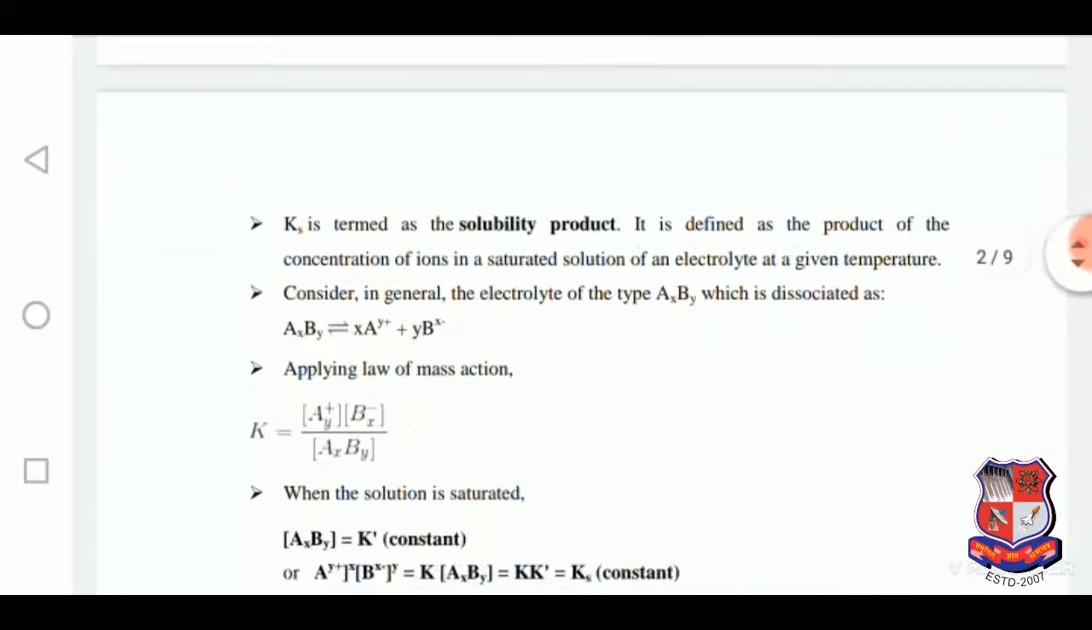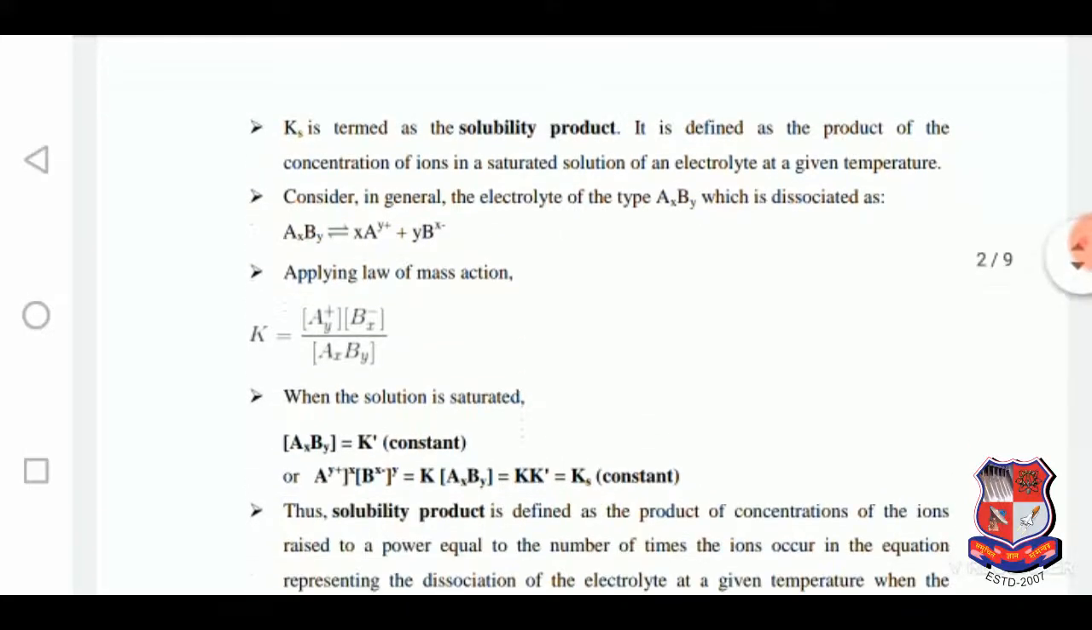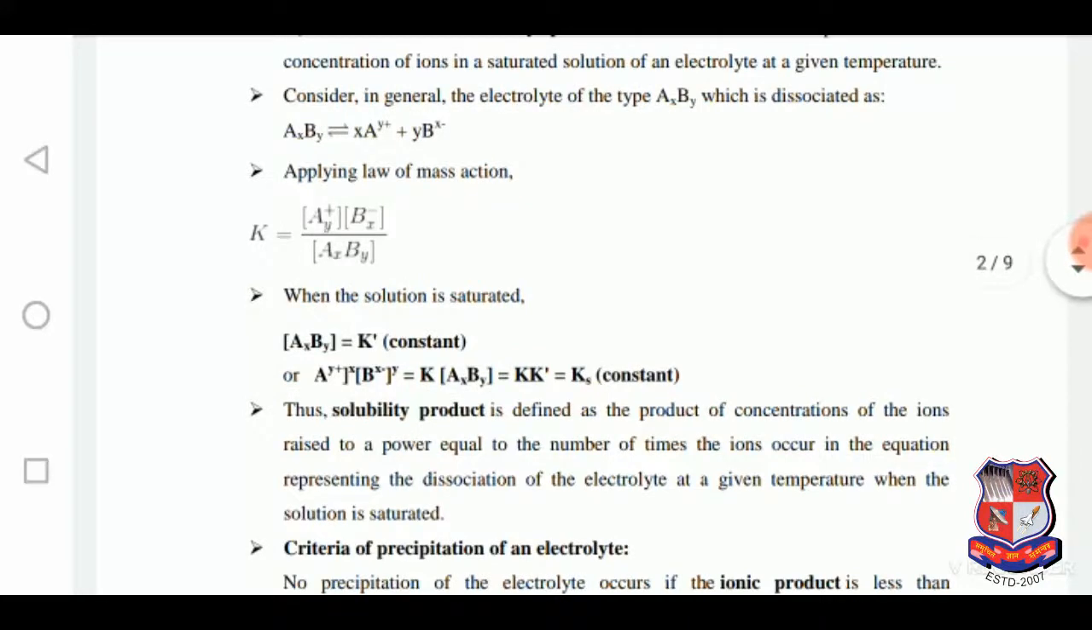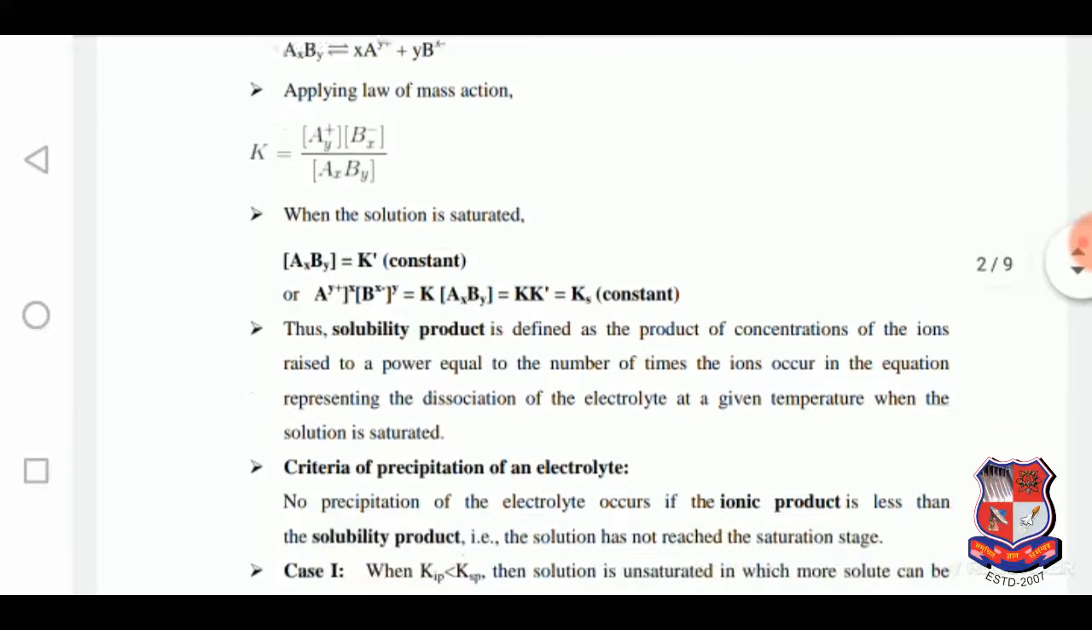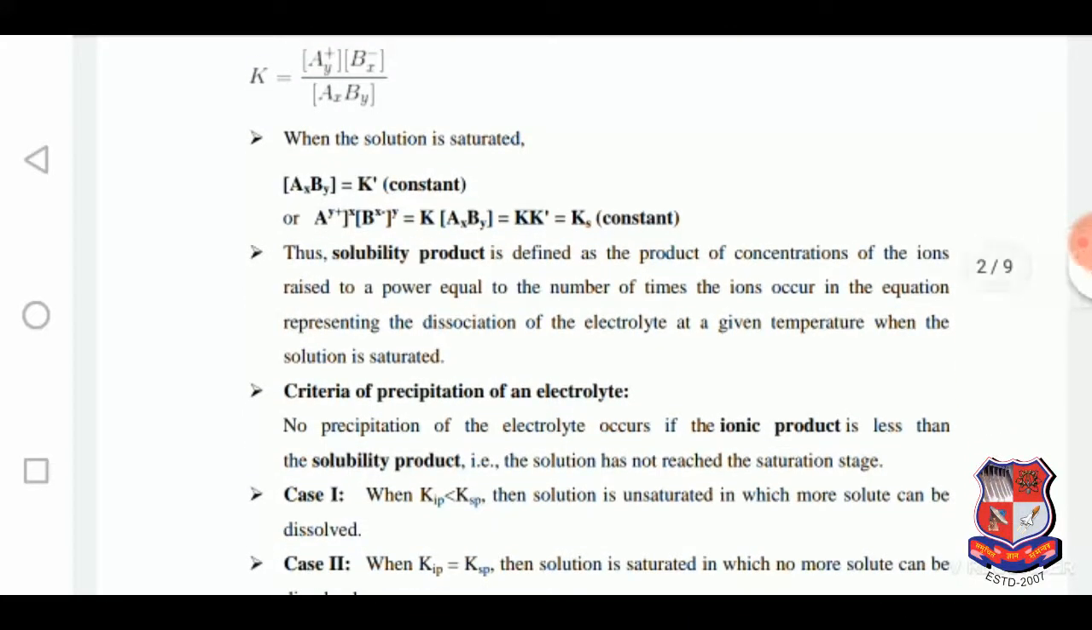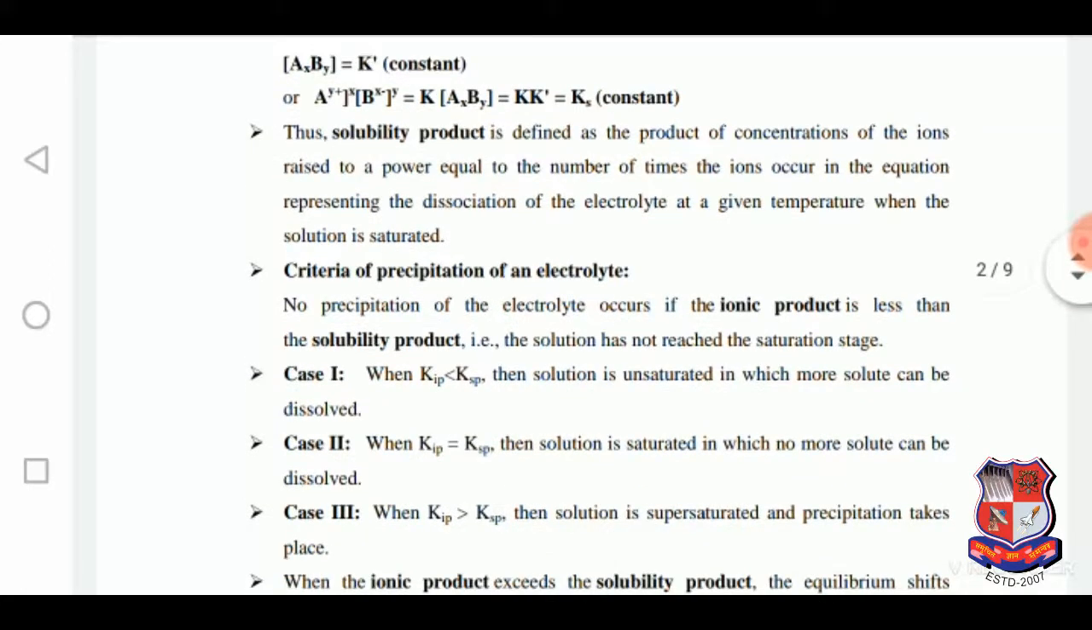The term Ksp, the solubility product, is defined as the product of the concentrations of ions in a saturated solution of an electrolyte at a given temperature. Consider the following equation. In that, if we apply the law of mass action, then the constant will be like that. The solubility product is defined as the product of the concentrations of the ions raised to a power equal to the number of times the ion occurs in the equation representing the dissociation of the electrolyte at a given temperature when the solution is saturated.